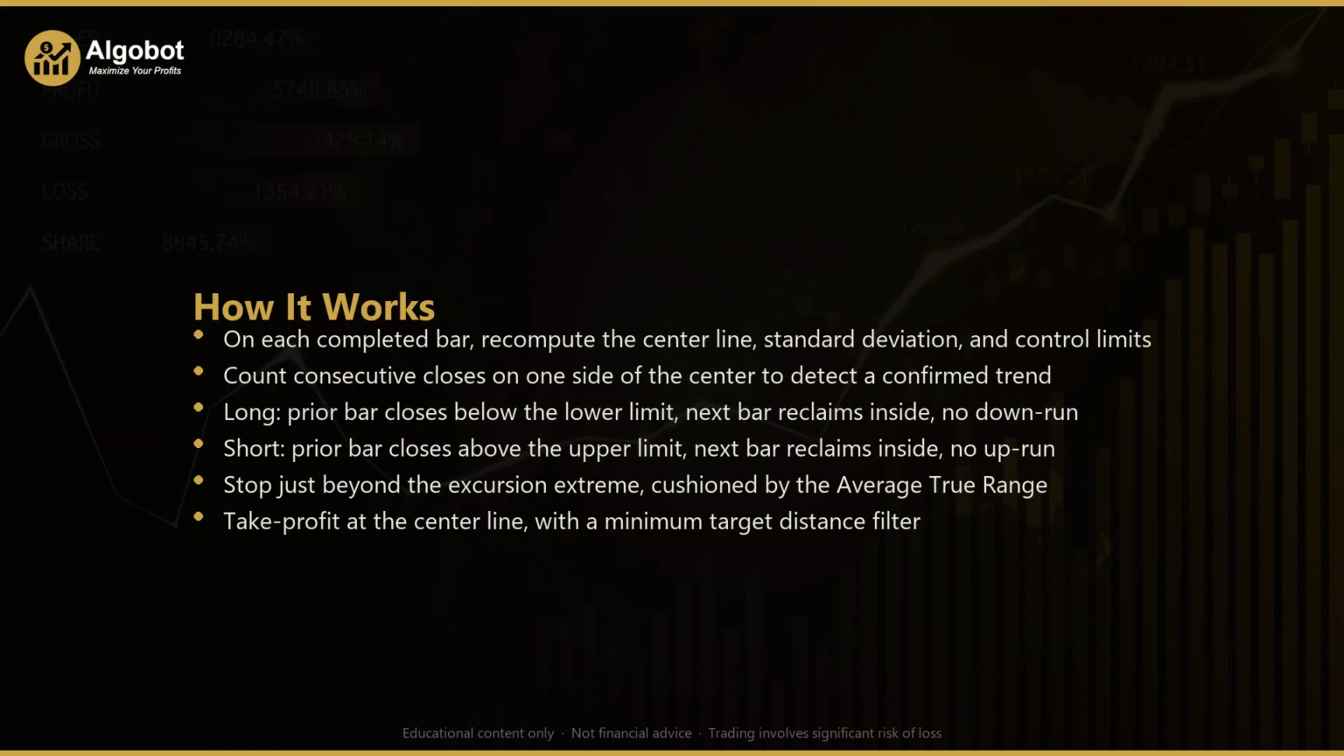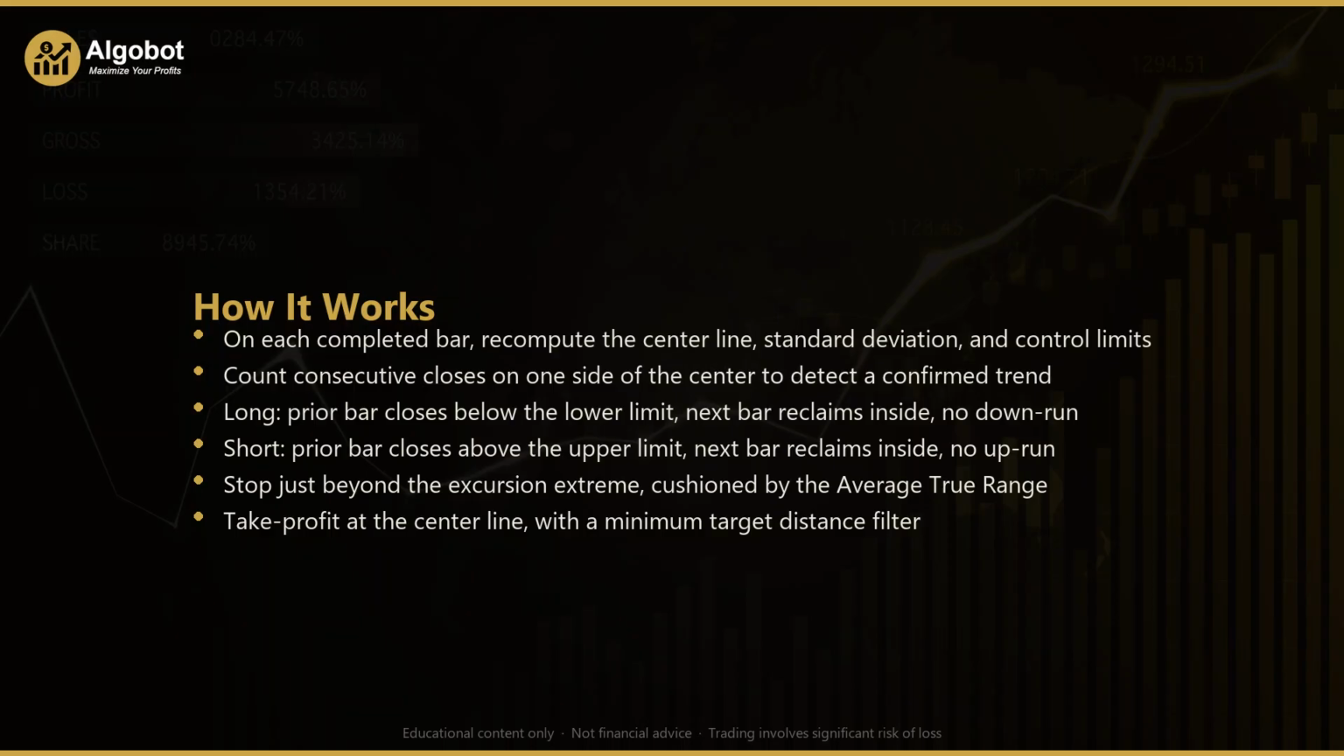Now to the entries. For a long setup, the strategy looks for a prior bar that closed below the lower control limit, the outlier. It does not enter on that bar. Instead, it waits one bar. If the very next bar closes back inside the band, above the lower limit, the reversion has begun to confirm. As long as there's no confirmed down run in progress, the strategy signals a buy. The stop loss is placed just below the lowest point of the excursion, cushioned by a multiple of the average true range, and the take profit is set at the center line, a short, high-probability objective.